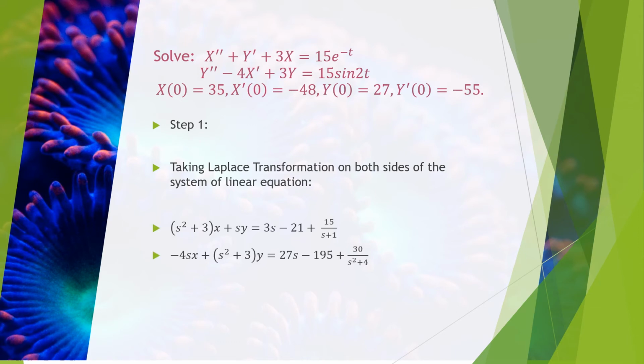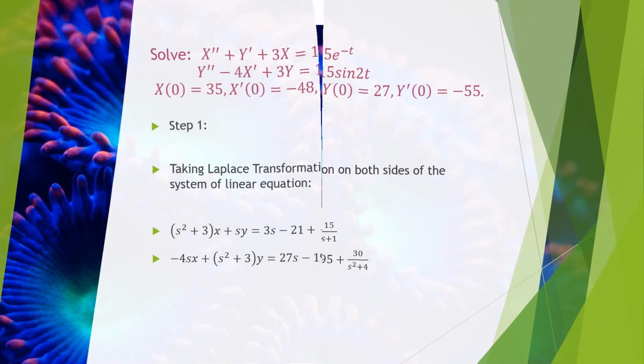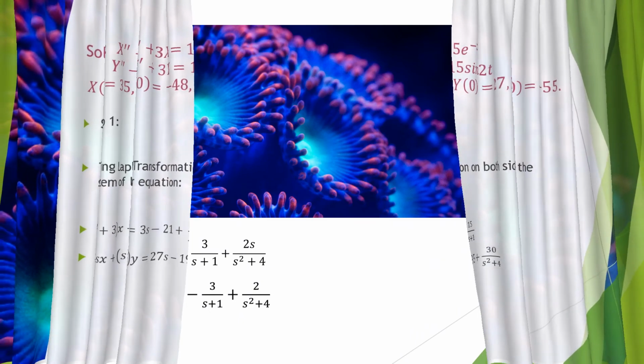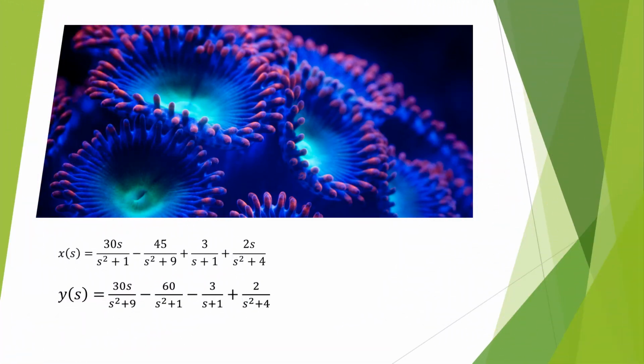When you take the transformations on both sides, you end up getting these two new equations. So this is our first step. We are going to make use of these results from the first step, and in our second step, we are going to solve them, which will lead us to find the values for x of s and y of s.